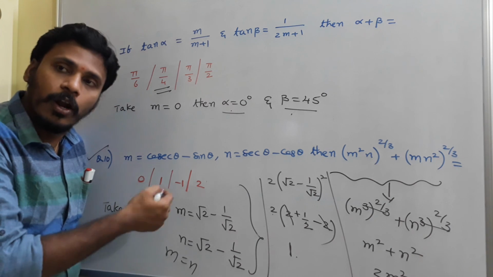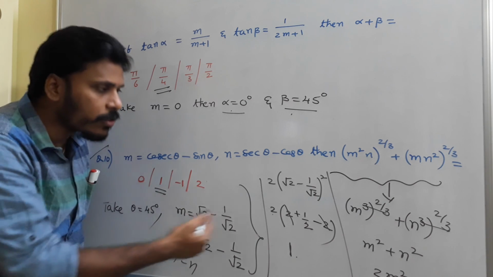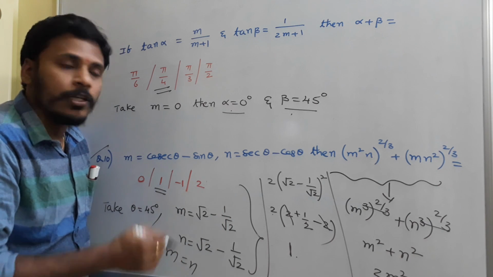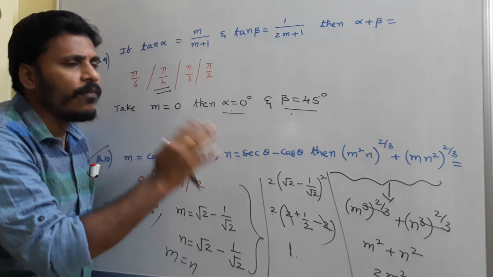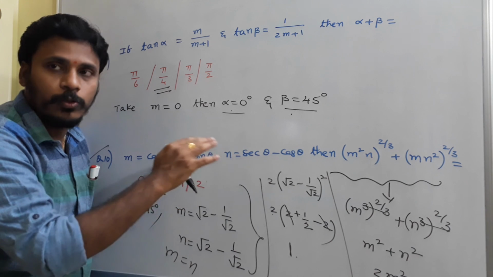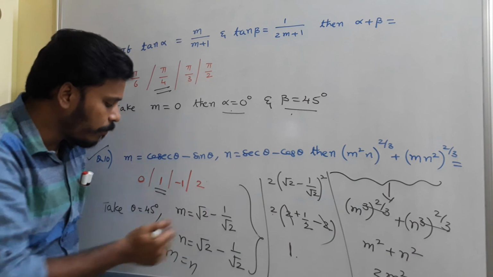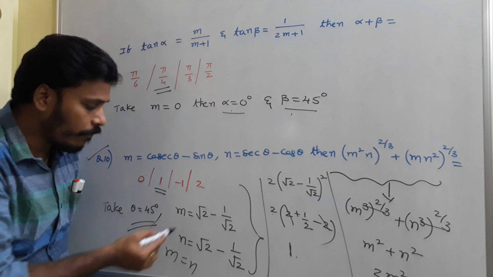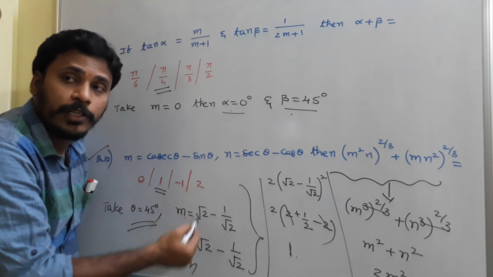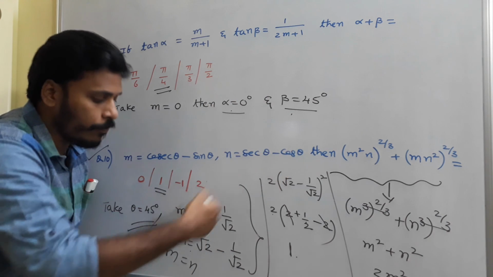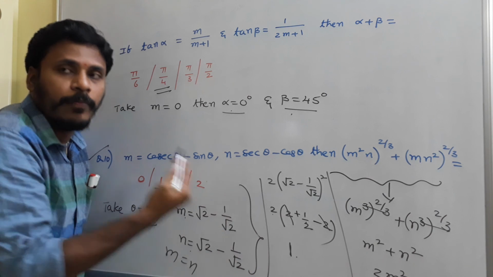There are different logical ways also to solve this problem. This is one logical way to answer it. But it is a standard problem. Easily everybody knows it, the value as 1. And we just did it by taking theta equals 45. From there m and n are equal as root 2 minus 1 by root 2. If you replace in the problem, your answer is 1. Just have a look.